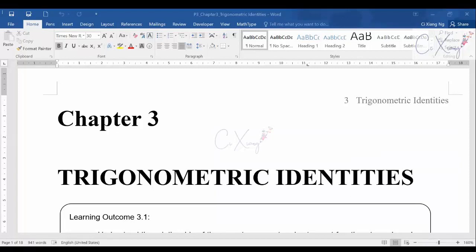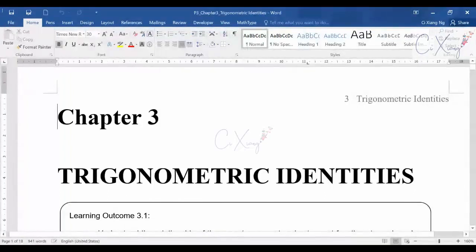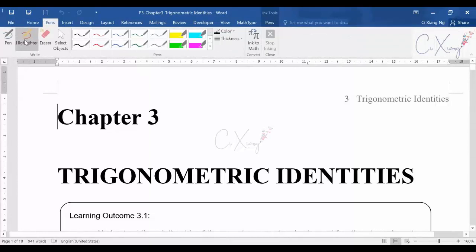Alright, so very quickly we already come to our chapter 3 for paper 3 maths. For chapter 3 we are going to talk about trigonometry identities, and for this chapter there are a lot of identities. I think all the identities you learned before, just that now you need to know how to apply all these identities in A-level exam style questions.